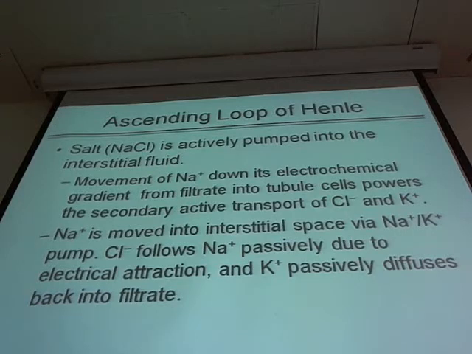Moving the sodium down its electrochemical gradients pulls out chloride and potassium, which move into the interstitial space. Water and chloride follow it passively, so you're pumping out solutes in the ascending loop. The ascending loop is impervious to water.